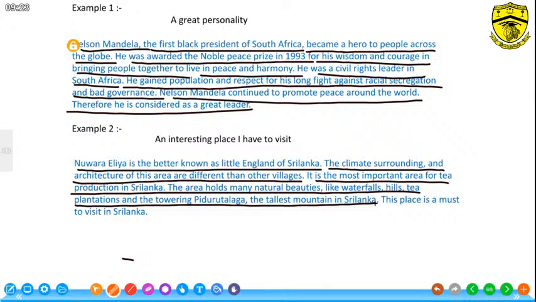So because of that, all the people like to see that place. This place is a must to visit in Sri Lanka. All the natural beauties like waterfalls and hills, all these items are in Nuwara Eliya. So this place is a must to visit in Sri Lanka. So that is the concluding sentence, describing why people like to visit there.